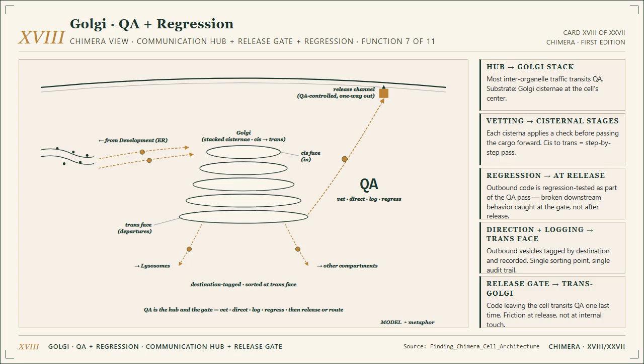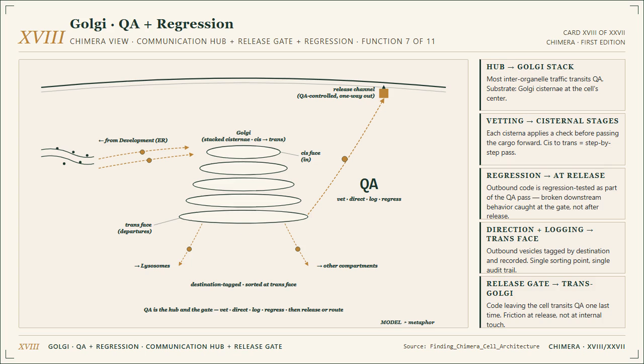But there is one principled exception. The ER development has a bypass for internal code work. The team can check code in and out of its own workspace without QA mediation. Code at the ER has already passed QC at the proteasome. Any code that leaves the team for release will be QA'd and regression tested here at the Golgi. The bypass exists to keep the team's internal function frictionless. Friction at release where it matters, not at every internal touch.